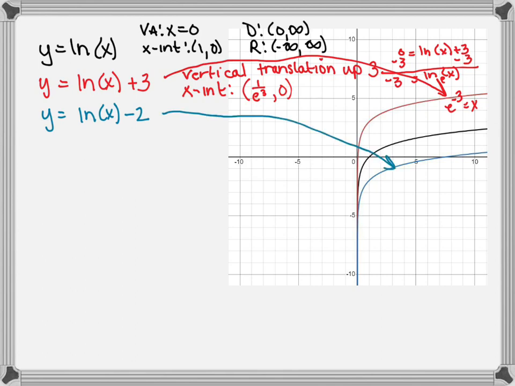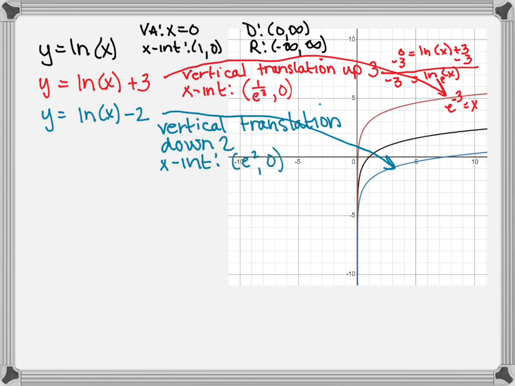Here in blue, we have the graph of y equals the natural log of x minus 2. And this is a vertical translation or shift down 2 units. And again, the only attribute that changes is my x-intercept, and it becomes e squared, comma 0. And again, I found that by putting 0 in for y.